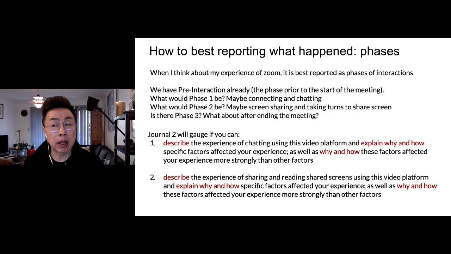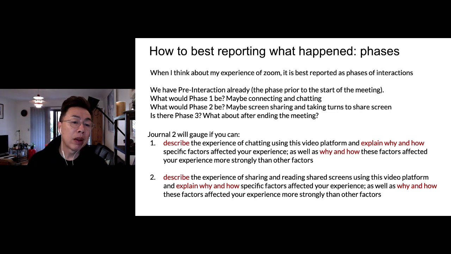We're not interested in the content of what you said, but we're much more interested in how you felt while you are screen sharing, while you are watching other people's screen, how you felt while you're chatting to people on Zoom, looking at them on the video, and knowing that you're being looked at on the video. We're interested in how you feel knowing that it is recorded. Okay? So Journal 2 will gauge if you can describe the experience of chatting using this video platform.